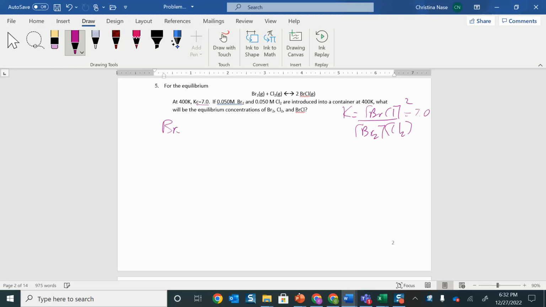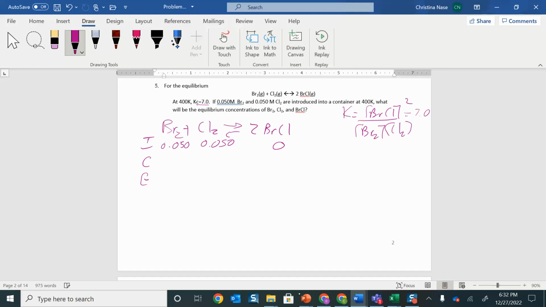So I'm going to have Br2, just going to rewrite this equation to BrCl. I'm going to start with my ICE table. I initially have 0.050, 0.050, and we don't have any of the product. And I'm going to do minus x, and plus 2x. So at equilibrium, I have 0.050 minus x and 0.050 minus x and a 2x.